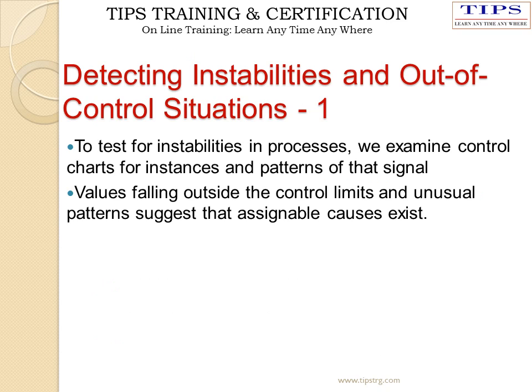How to determine the instability or out of control situation? This is by testing the instability in the process. We have to examine the control charts for the instances and the patterns of the signal. Values falling outside the control limits or unusual patterns suggest that these are the assignable causes.